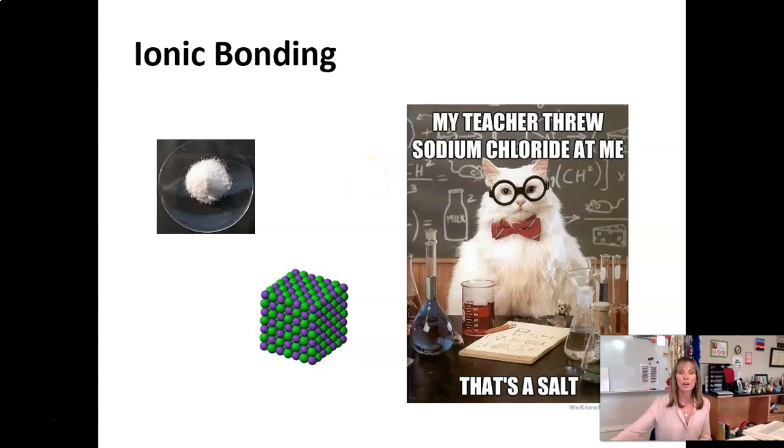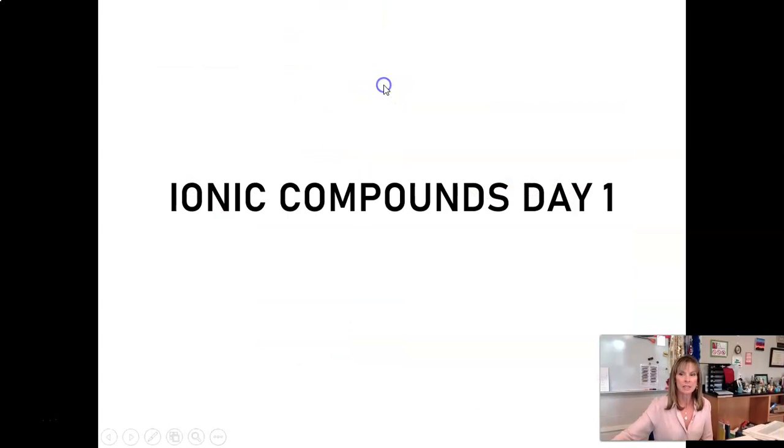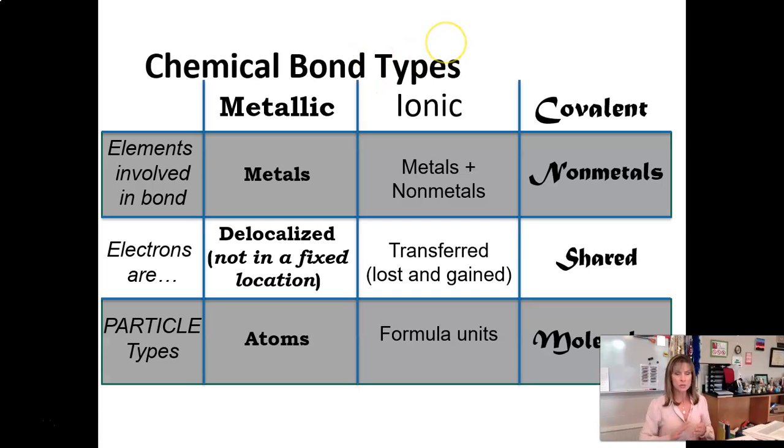Guys, this is a unit on ionic bonding. It's a very, very important unit. We're going to learn how to write formulas and name compounds, something we'll use going forward. Very, very important part of chemistry. This is day one for ionic compounds. These are different types of bonds that we're going to learn.